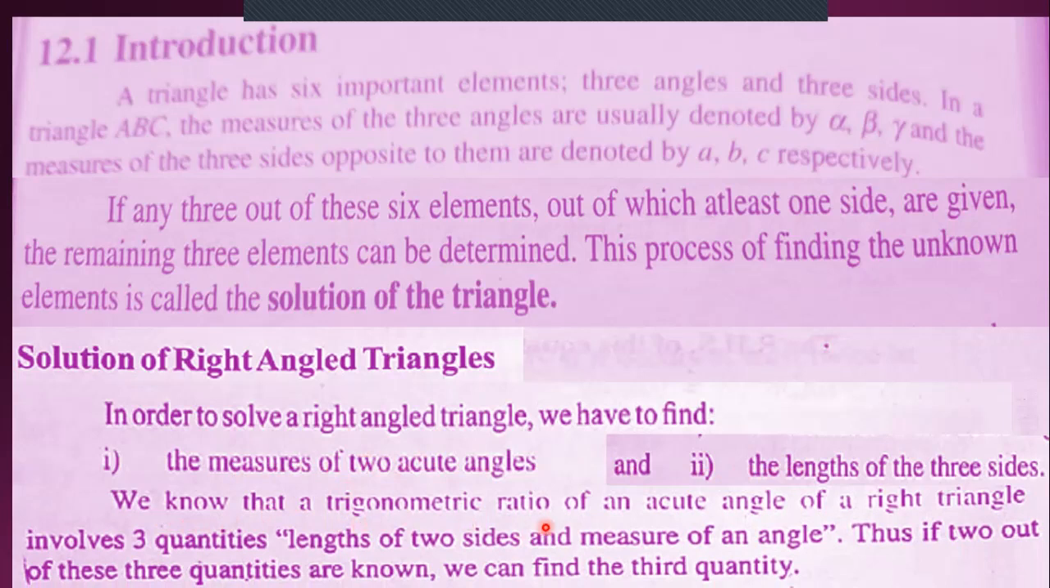We know that a trigonometric ratio of an acute angle of a right triangle involves three quantities: length of two sides and measure of an angle. Thus, if two out of three quantities are known, then we can find the third quantity. There could be different cases. You may be given two sides and one angle, and you may be given two angles and one side. So look at the questions. That thing would be cleared in the questions.